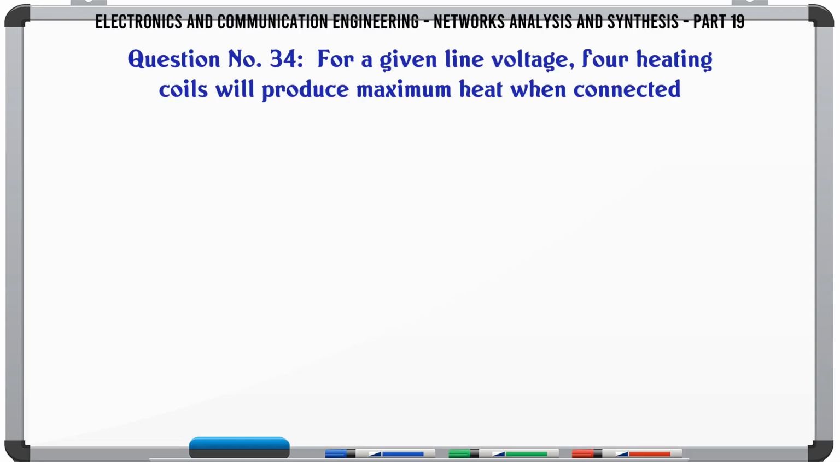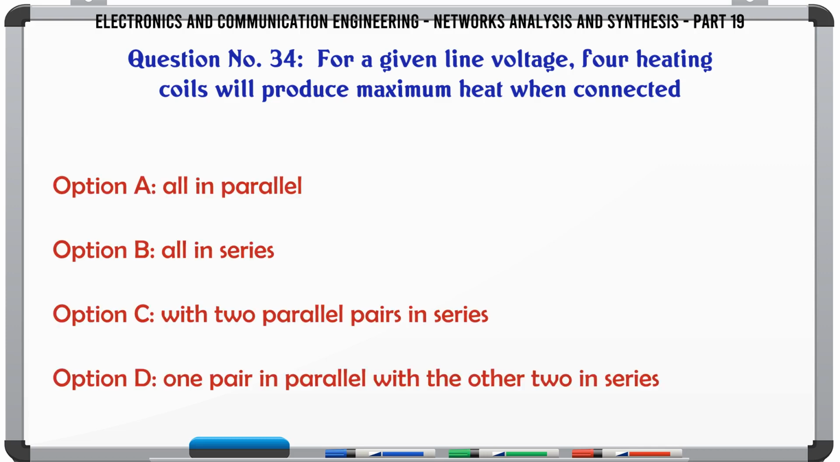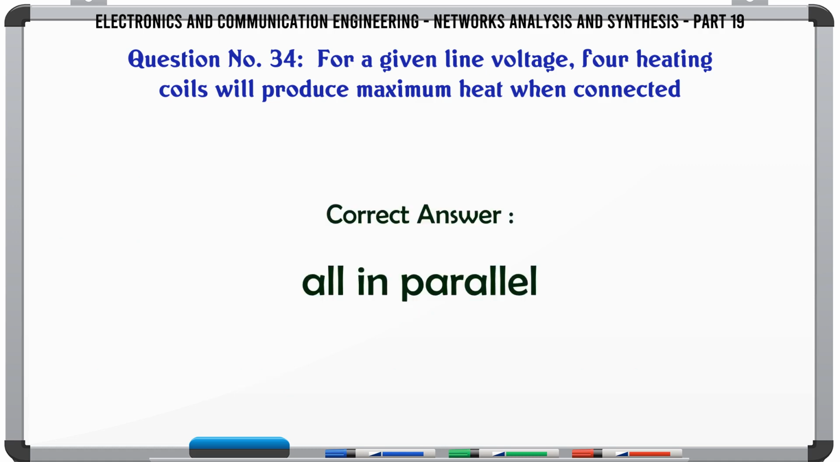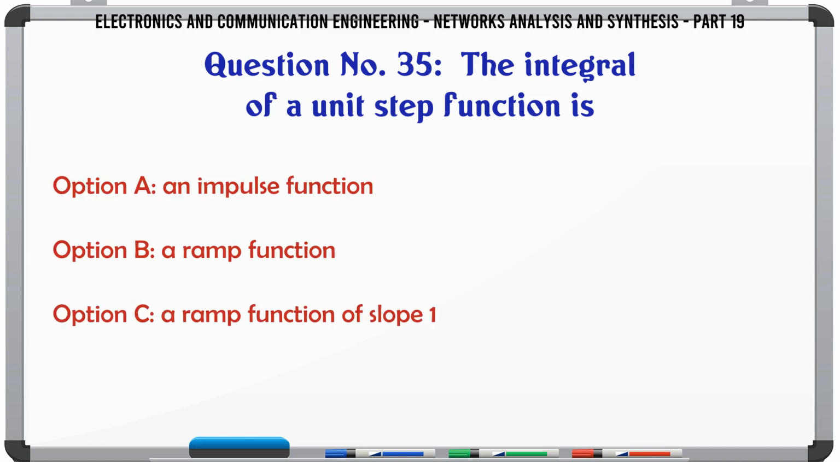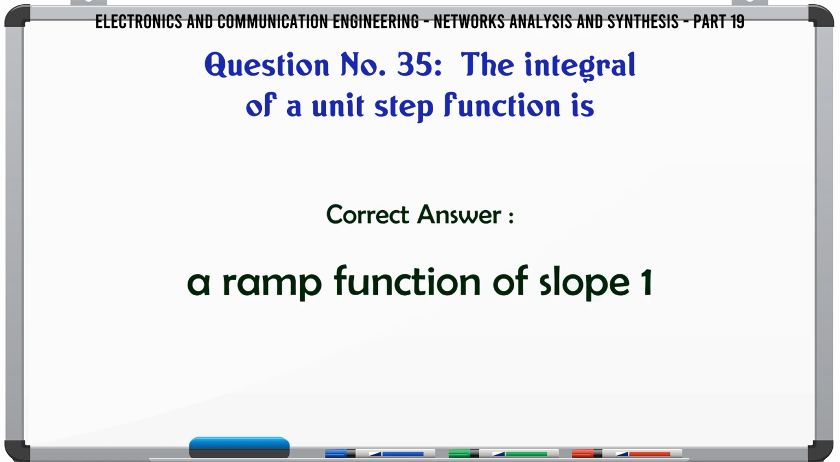For a given line voltage, 4 heating coils will produce maximum heat when connected A. All in parallel. B. All in series. C. With 2 parallel pairs in series. D. 1 pair in parallel with the other 2 in series. The correct answer is all in parallel. The integral of a unit step function is A. An impulse function. B. A ramp function. C. A ramp function of slope 1. D. None of these. The correct answer is a ramp function of slope 1.